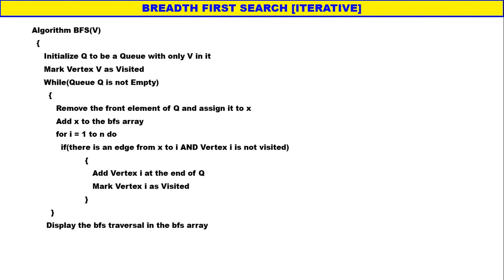At the end, display the BFS traversal in the BFS array. Display all the vertices reachable from V. That's all the algorithm for BFS. Very simple, very straightforward algorithm. Now let us see the program for breadth first search, C program.